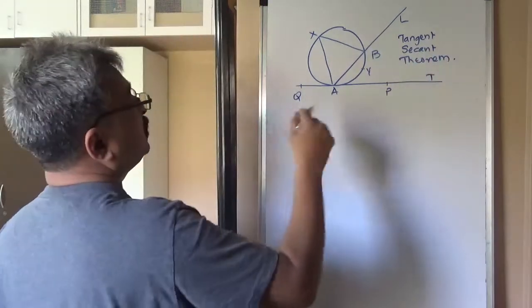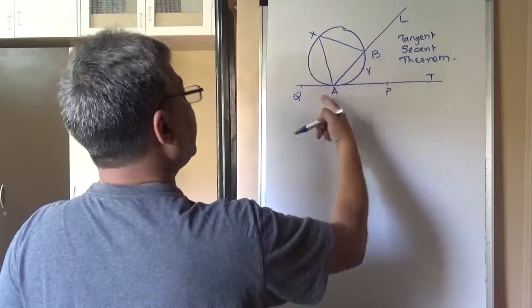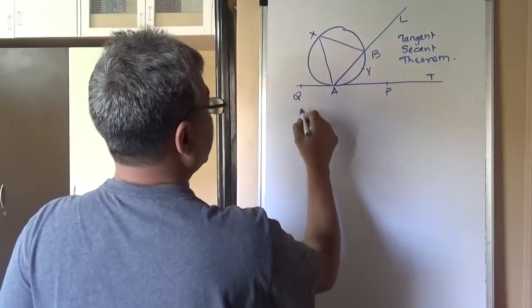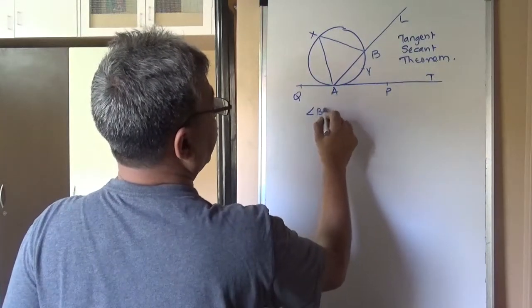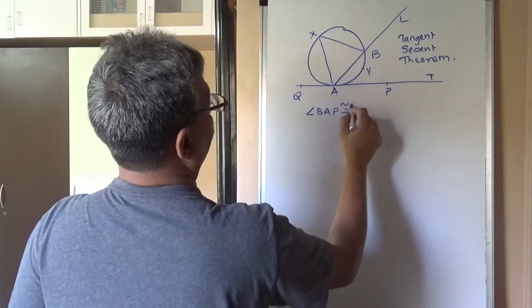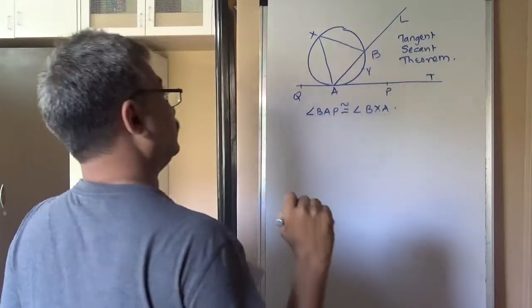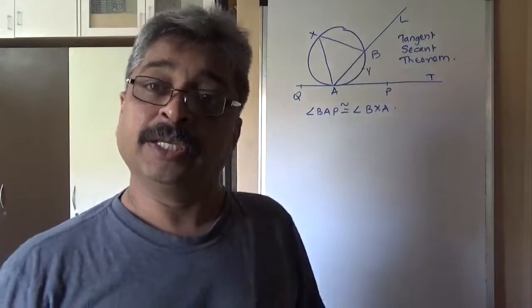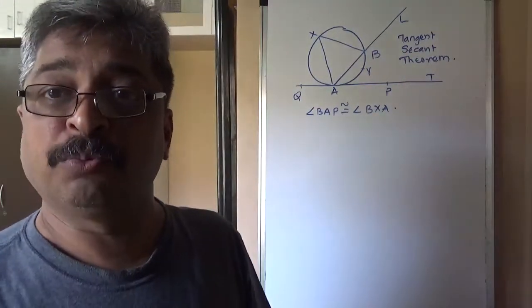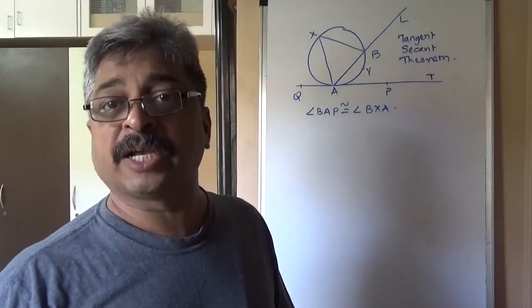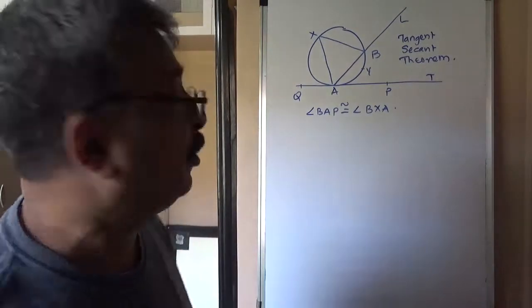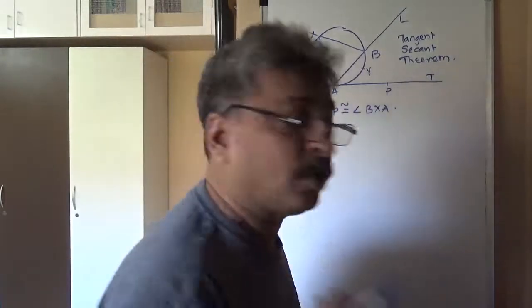What is to be proved? If this is the situation, a tangent at A, and from A only another secant is going, then angle BAP equals angle BXA. This is to be proved. Now this is easy. I request all of you to pause this video and check whether you can do this proof independently. Else watch our videos.